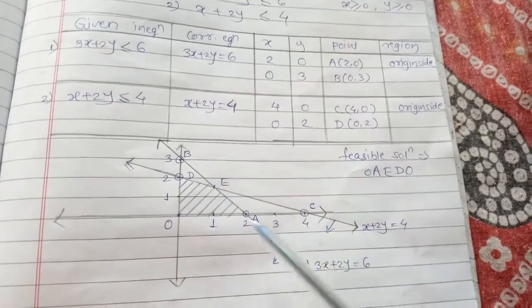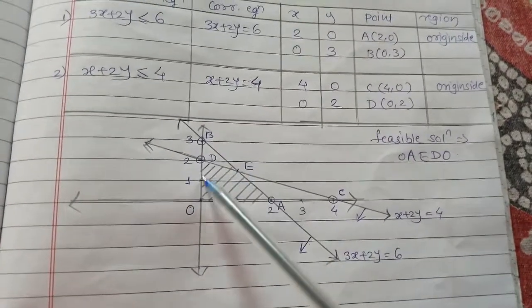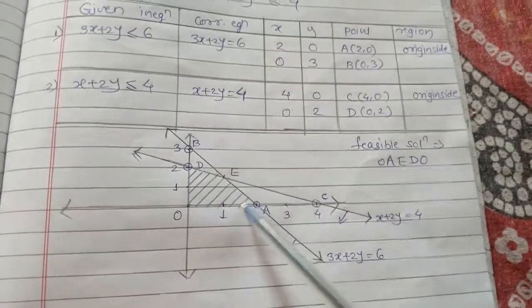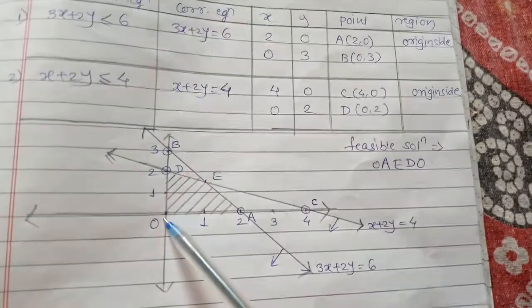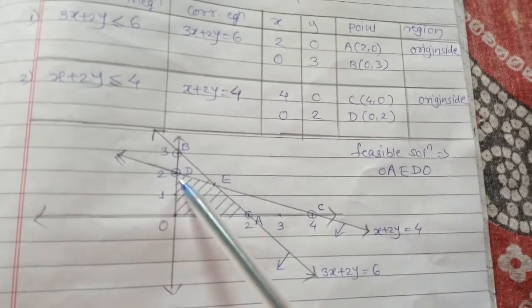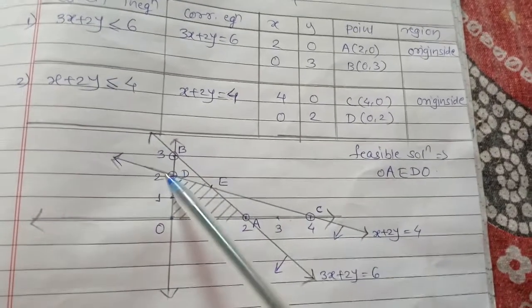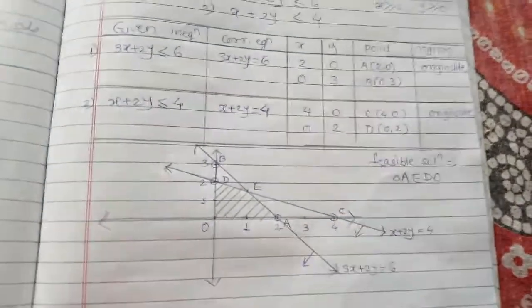Which one is the common part for both these lines? Here is the point of intersection, that is E. This is the common part, which is also called the feasible solution or graphical solution, and we can denote it as O, A, E and D. The common region for both the lines is called a feasible solution or graphical solution.